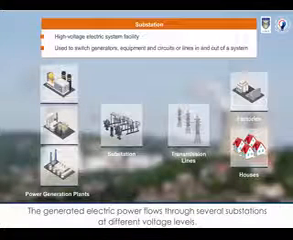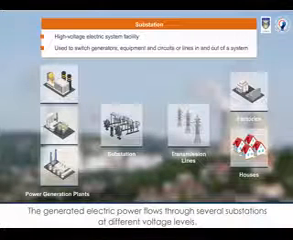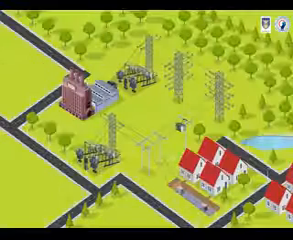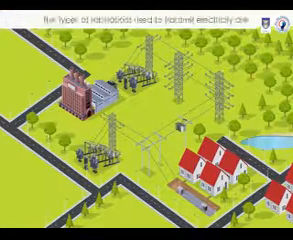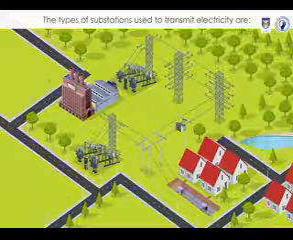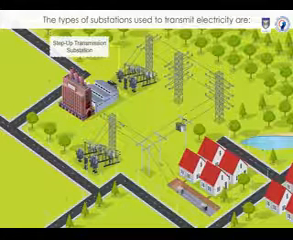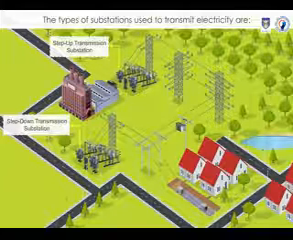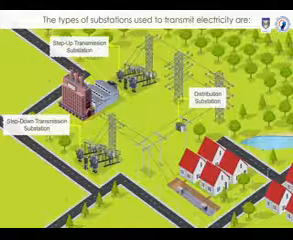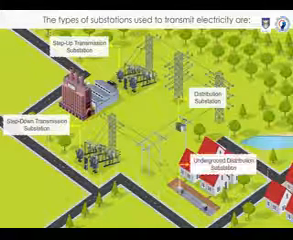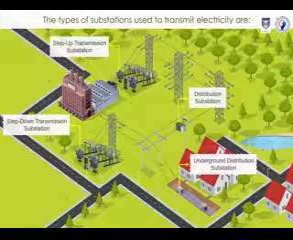The generated electric power flows through several substations at different voltage levels before it reaches the consumer. The various types of substations used to transmit electric power are step-up transmission substation, step-down transmission substation, distribution substation, and underground distribution substation. Let us now look at next component of electric power system, transmission lines.